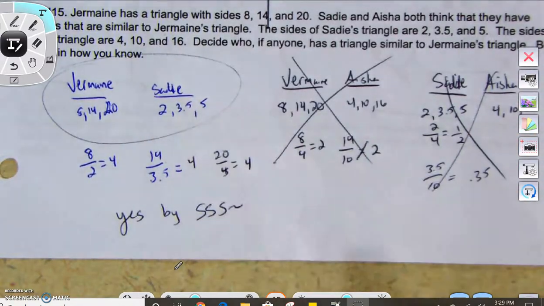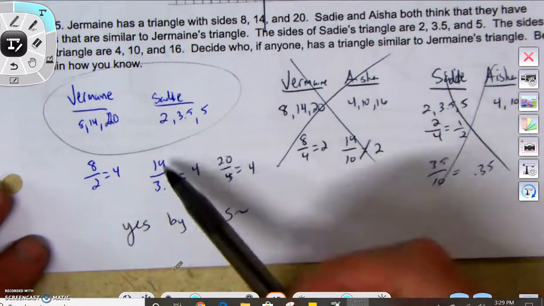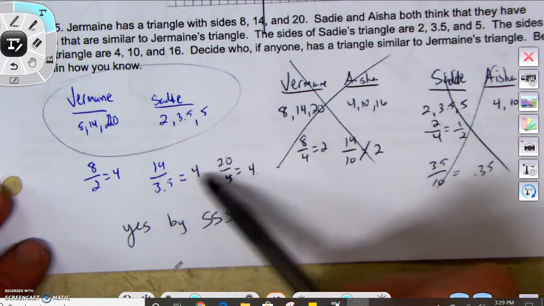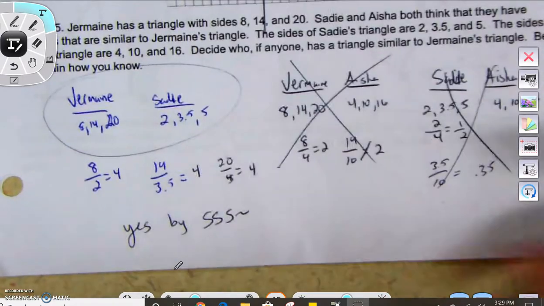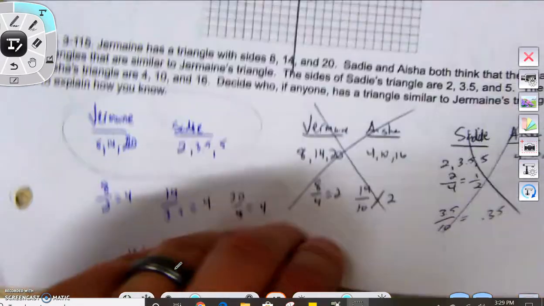So the only ones that are similar to each other are Germain and Sadie because they have the same proportion. And we could have set up 2 over 8, 3.5 over 14, 5 over 20, and be 1/4. That would still work out to the same ratio. So Germain and Sadie are going to be similar to each other.